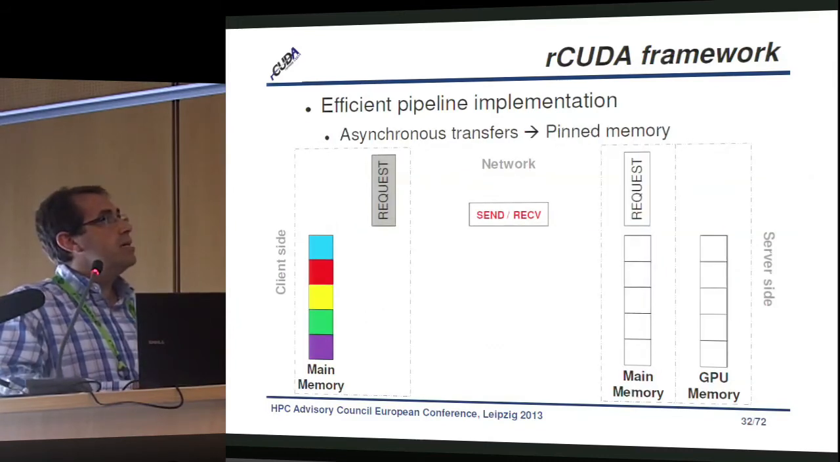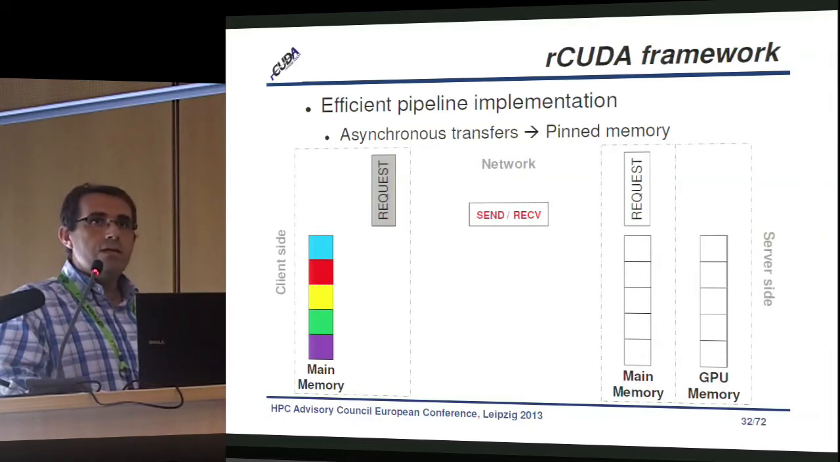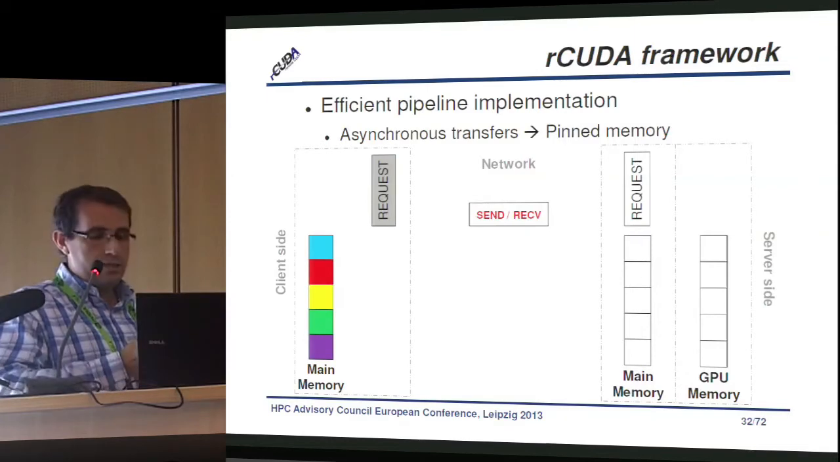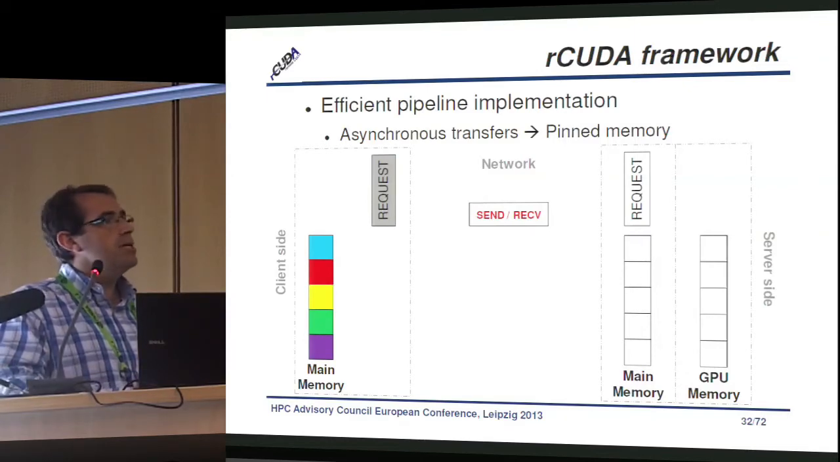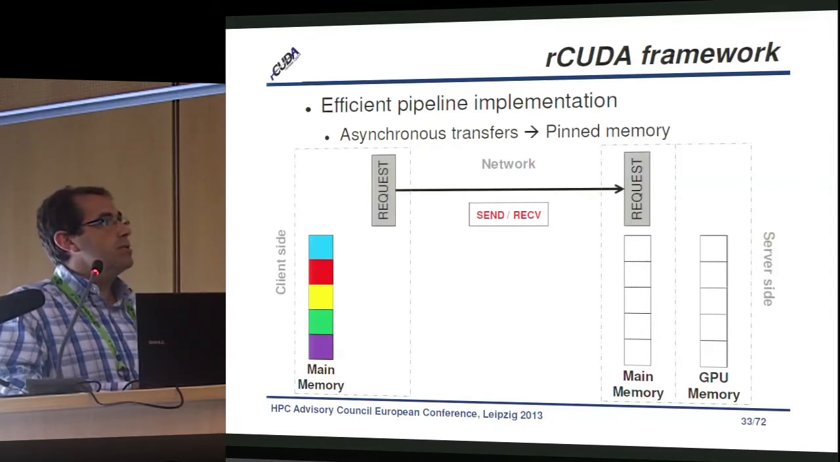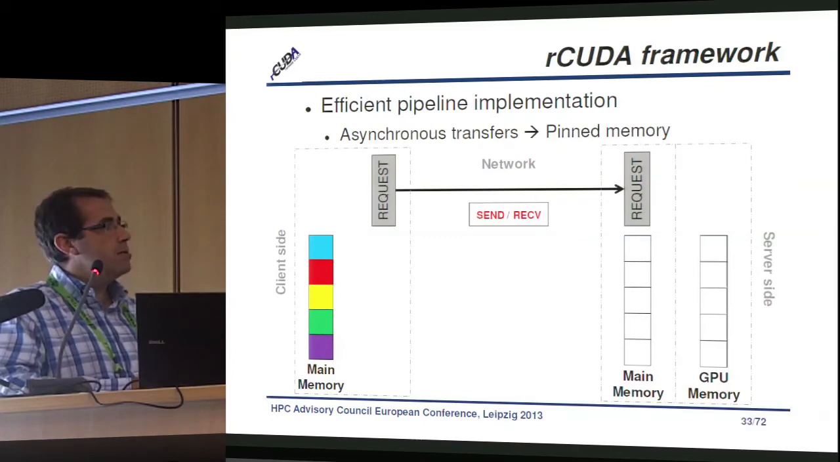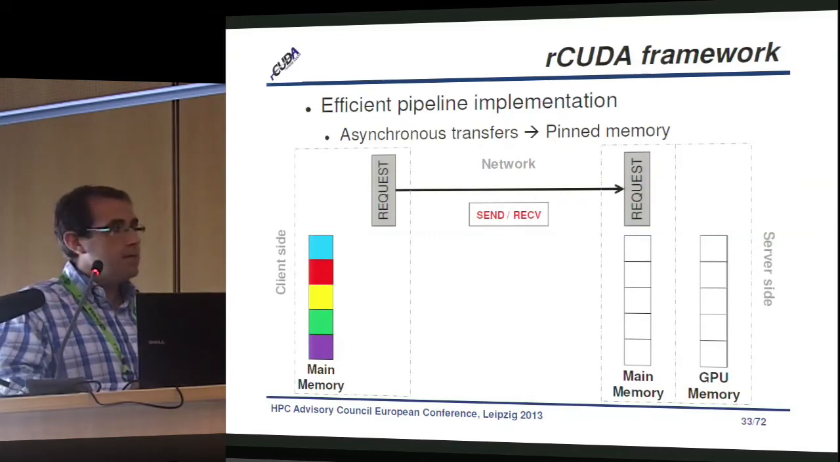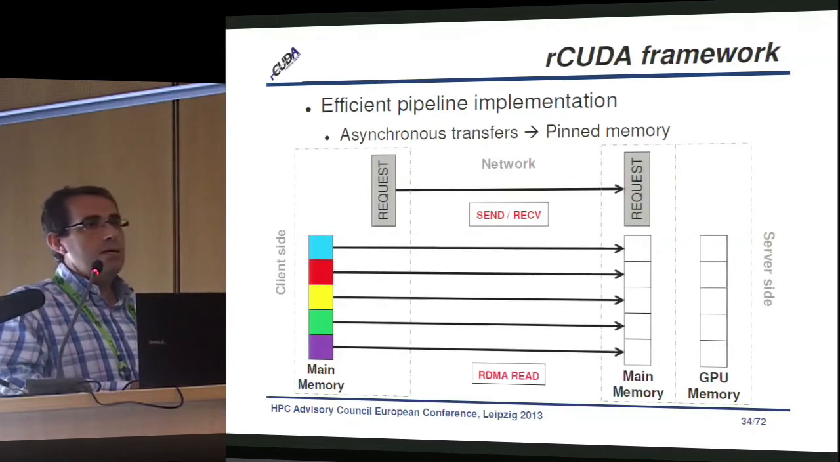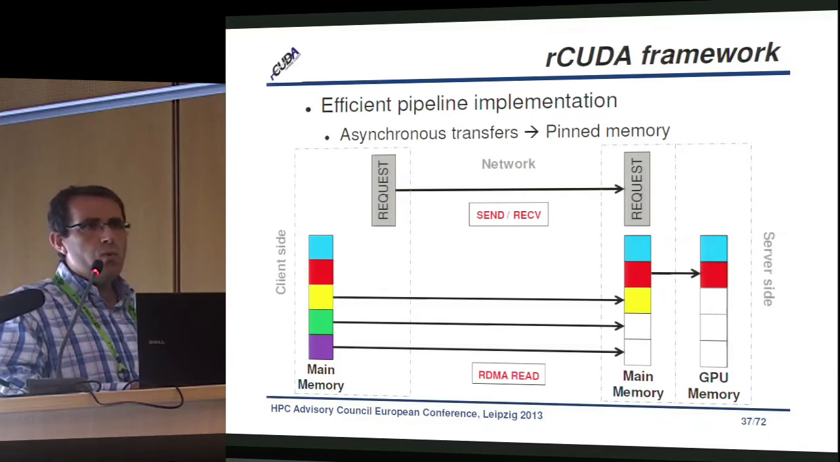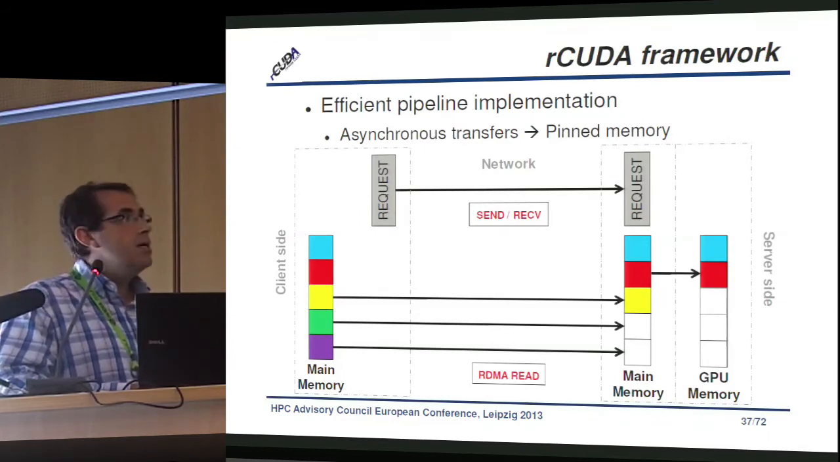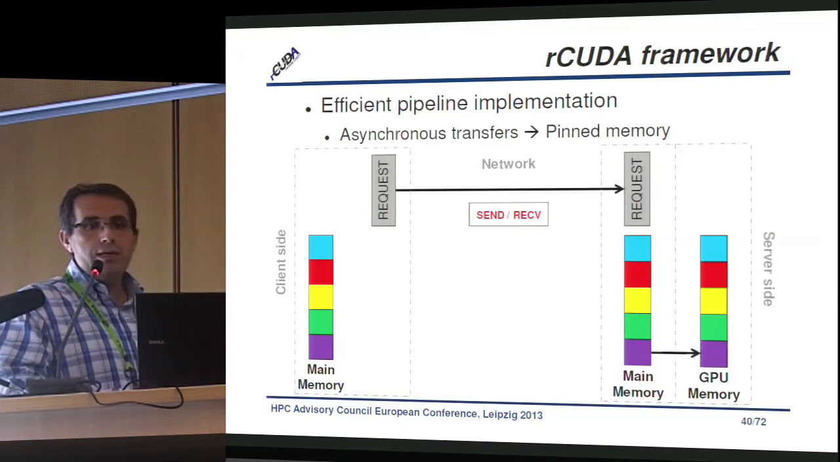In case the user has allocated pinned memory for the CUDA operation, you can use asynchronous transfer. In this case, we need a send/recv operation over the InfiniBand in order to advise the server. But once we know that it's an asynchronous transfer with pinned memory, this will be the main memory in the client, but it's pinned memory in the client and pinned memory on the server side. We send all the remote reads in parallel, and as they are completed, we have, in this case, a two-stage pipe in order to send information to the server.